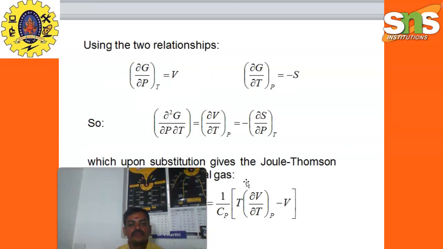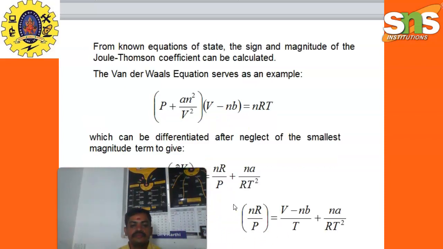Using the two relationships, dou G divided by dou P equal to V, dou G divided by dou T equal to minus S, we can write dou square G divided by dou P dou T, equal to dou V divided by dou T, equal to minus dou S divided by dou P, which upon substitution gives the Joule-Thomson coefficient for non-ideal gases. We can write by these equations. From the known equations of state, the sign and the magnitude of the Joule-Thomson coefficient can be calculated.